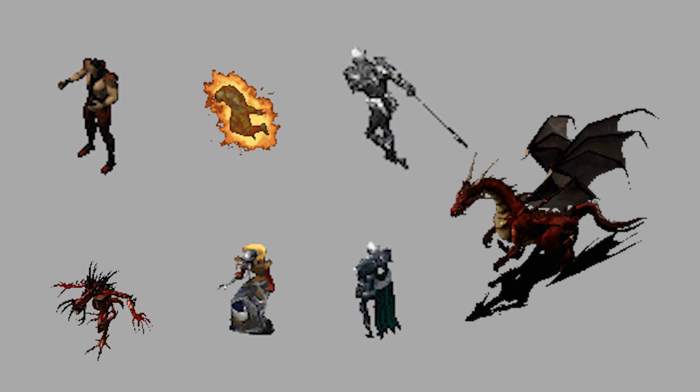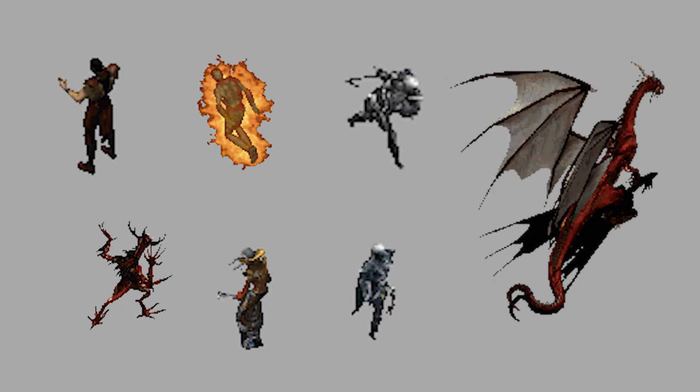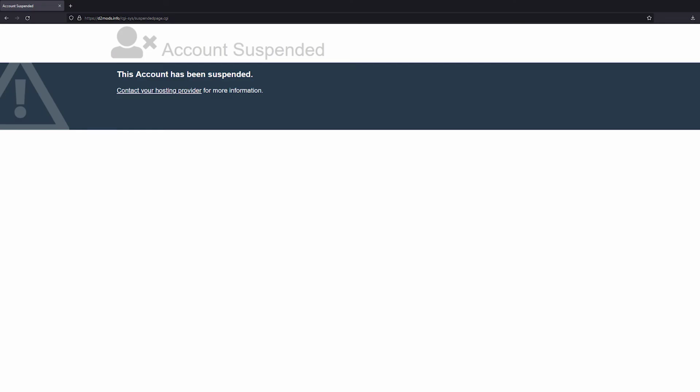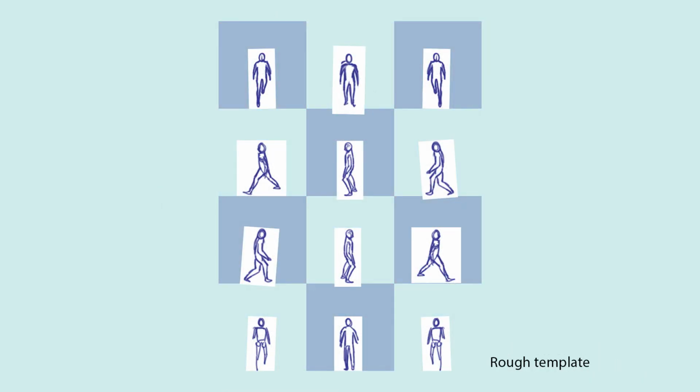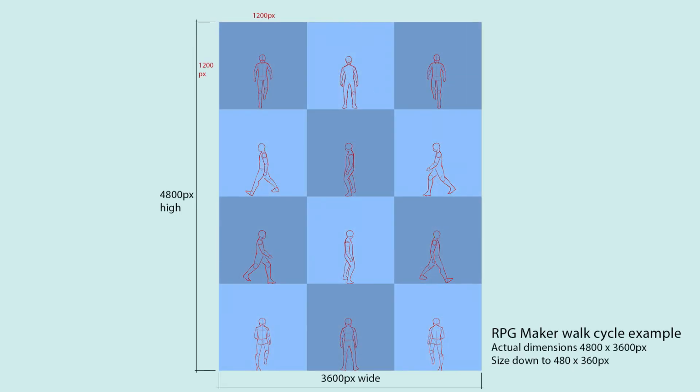Now I wanted to give a special shout out to the website that was hosting all these amazing files, but it has been suspended unfortunately. But that's fine, I'll just put the drow walk cycle at least onto Google Drive. By using these frames as a guide, I then roughly sketched out the frames that I wanted to draw, and then I worked quite a while to create a more refined template.